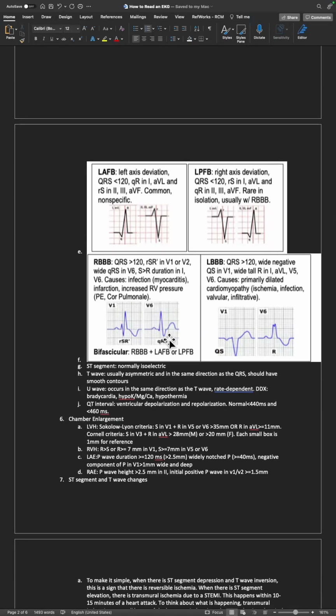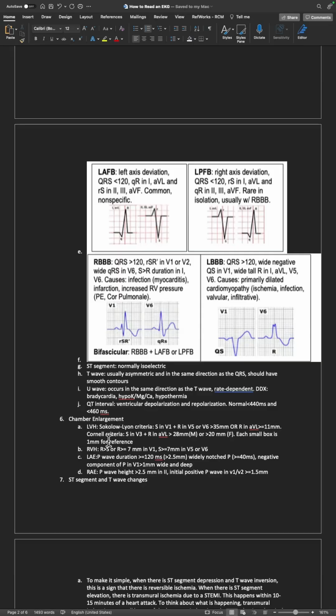Left ventricular hypertrophy, the Sokolow-Lyon criteria states that if there's an S in V1 plus the R in V5 or V6, and both of those are summed to be greater than 35 millimeters, or an R wave in aVL greater than or equal to 11 millimeters, then you have LVH.